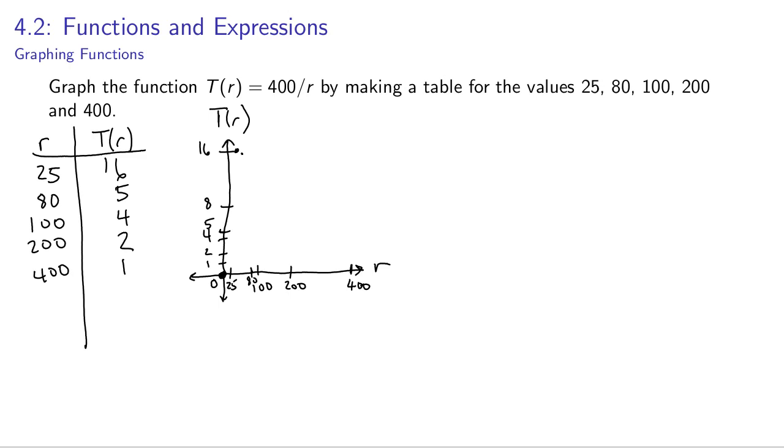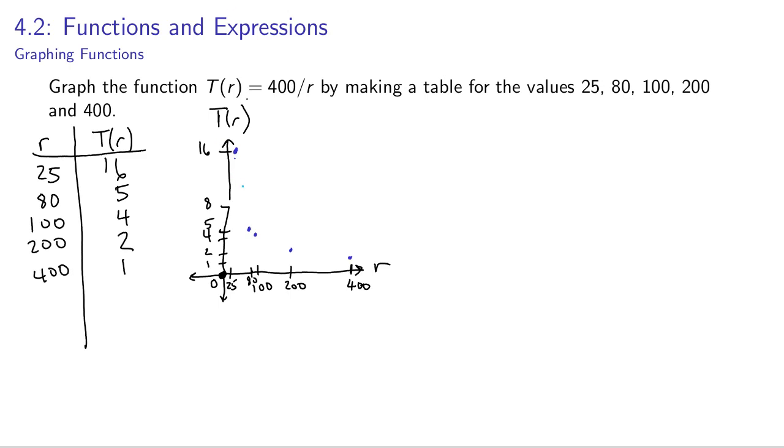So now we're going to place points. Let's use a different color for this. Blue points. Okay, 25, 80 we have 5. At 100 we had 4. At 200 we had 2. And at 400 we had 1. Sorry, at 25 we didn't have 8, we had 16. Make sure we fill the table in correctly.